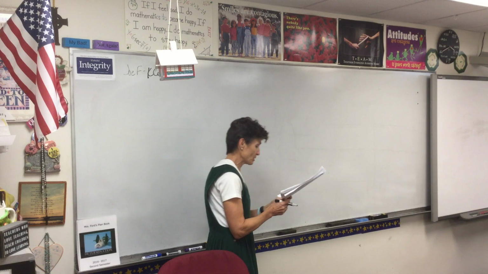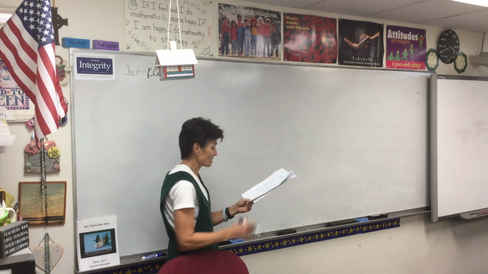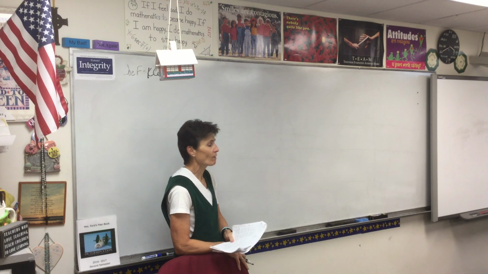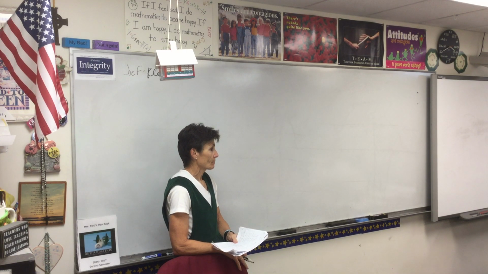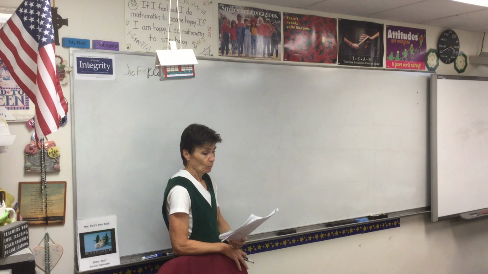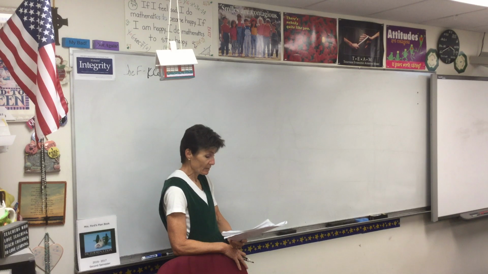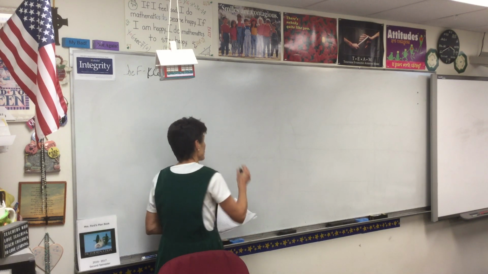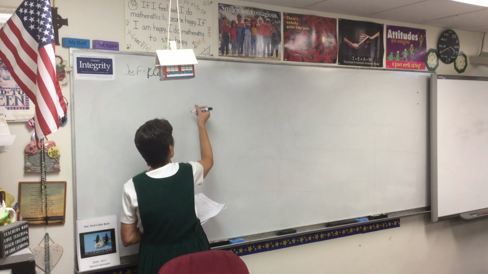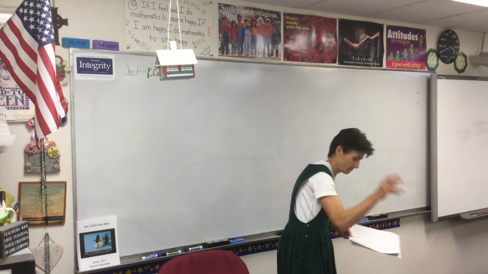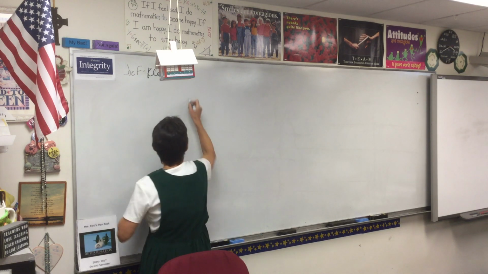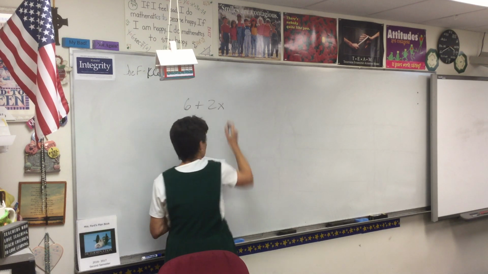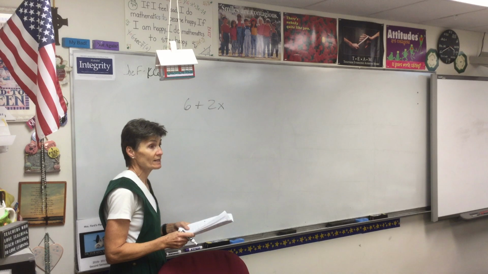Okay, but we don't need it for question number 1A. Write an expression for 6 more than twice a number. Exactly. We're on page 13, down at the bottom, 1.7. It says 6 more than twice a number. 6 more than twice a number would be 6 plus 2x or 2x plus 6.